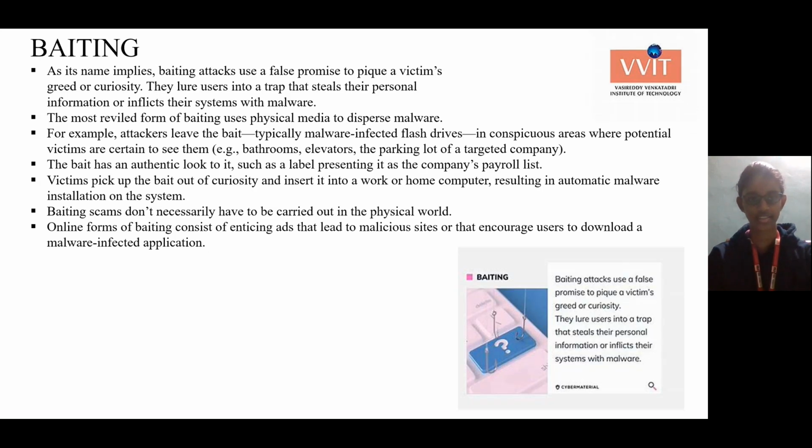The first attack is baiting. Baiting attacks use a false promise to pique a victim's greed or curiosity. This will usually happen when it's too good to be true or with an urgent warning.